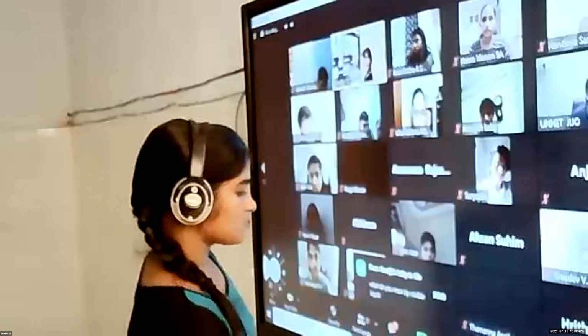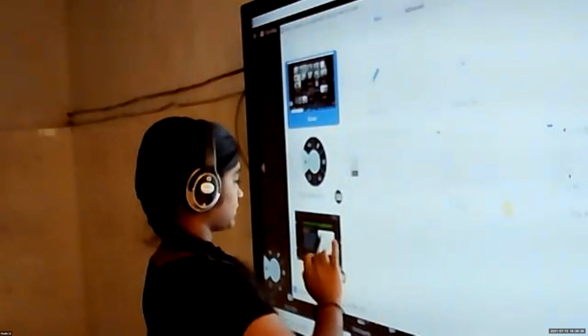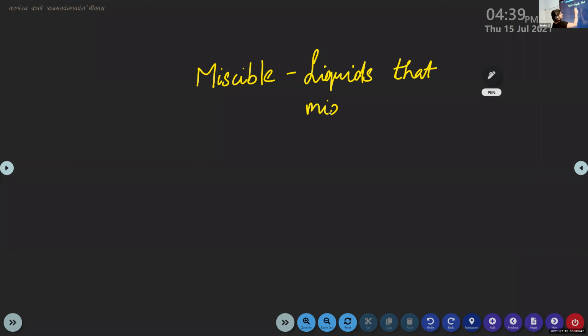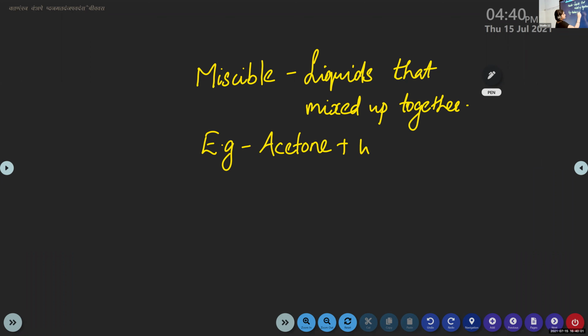Amaljit, miscible liquid. This is not the spelling of miscible, just wait. M-I-S-C-I-B-L-E. It is miscible. Miscible liquids means liquids that mix up together. You can write one example: acetone plus water.